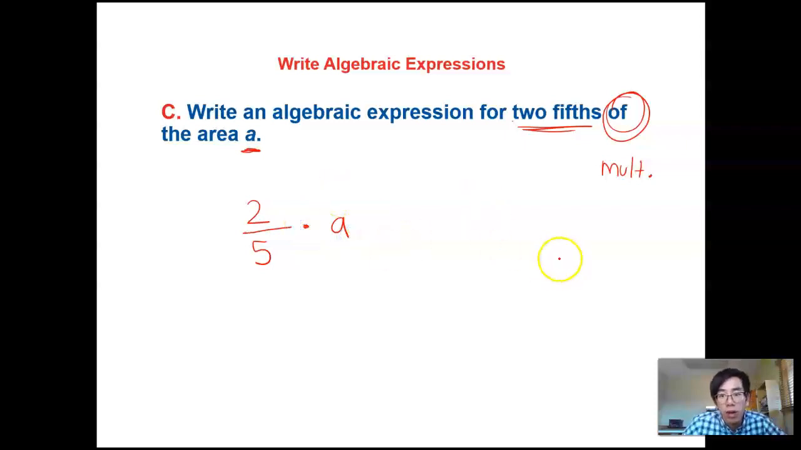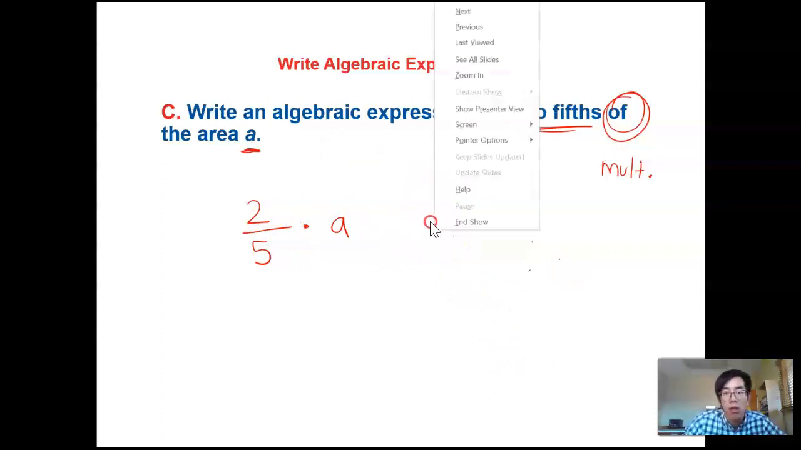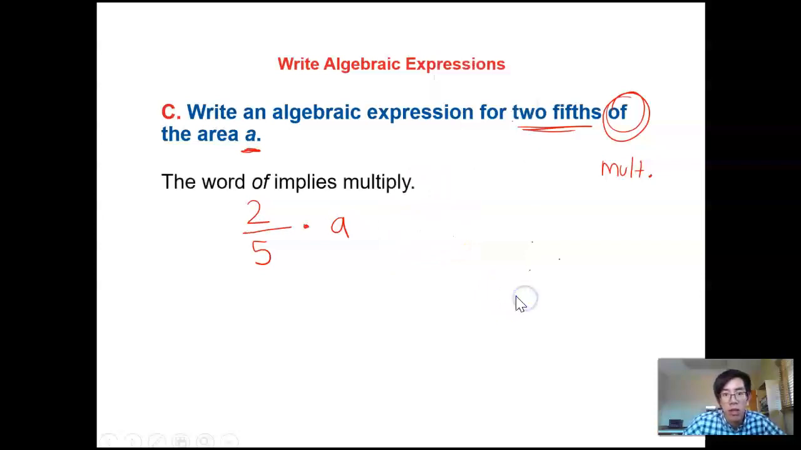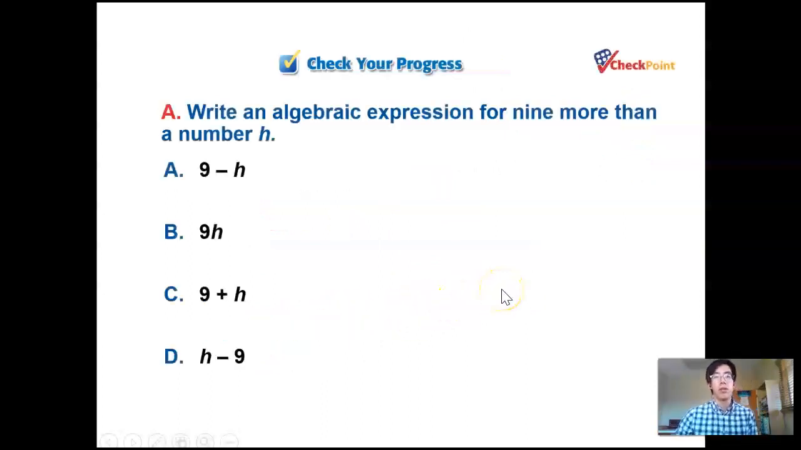There are two ways to write it. You can write it either with the fraction on the side like that, or with A in the numerator. Either way works.